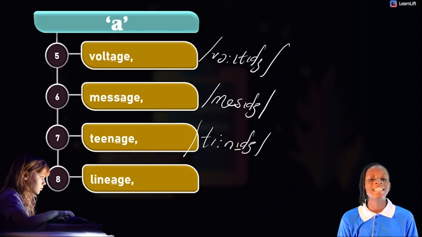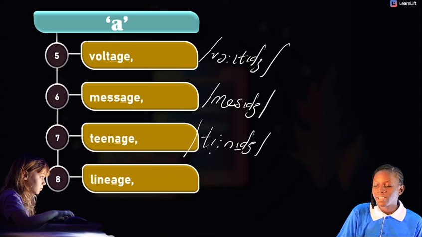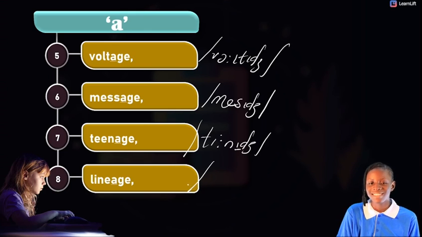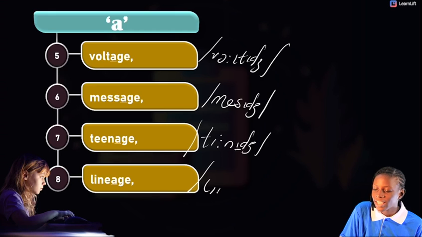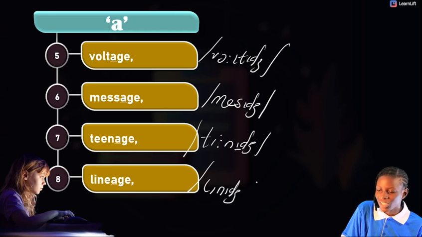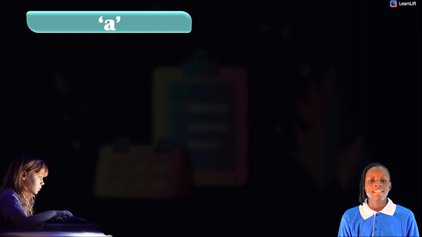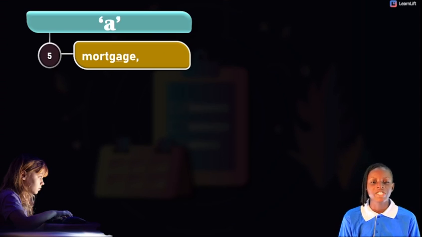Next up we have our lineage. My lineage is transcribed as this. Only what is heard. Okay, I have a double E sound here, E and E. Lineage. Quickly looking at the next example under my A, we have mortgage.